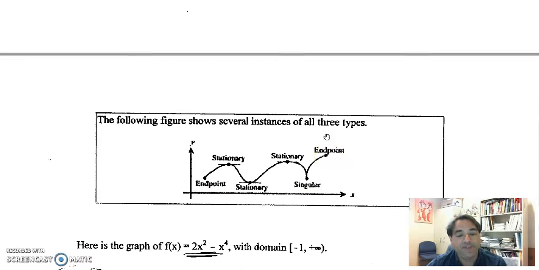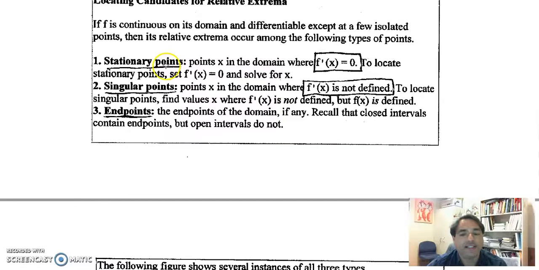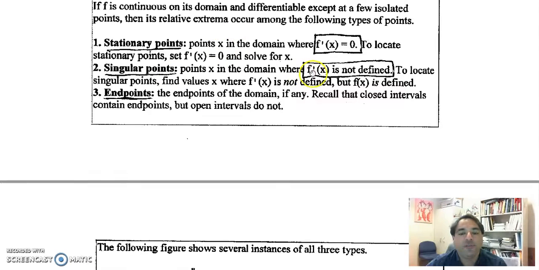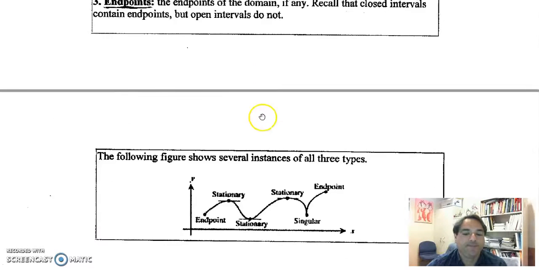And there are three different ways of finding those. To find stationary, you take the derivative of the function, set it equal to 0, solve for x, then you can plug it back into the original to find y. A singular point, you take the derivative and find where it's not defined. An example of that would be dividing by 0. And then endpoint, you can look at the domain to see where the graph begins or where the graph ends.